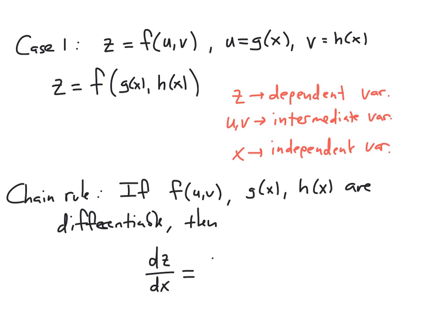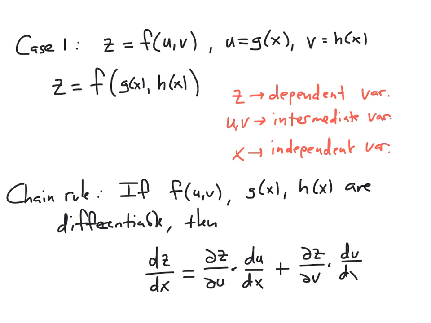This is going to be equal to del z del u, that is a partial derivative, multiplied by du dx. And then we're going to add to that del z del v multiplied by dv dx.